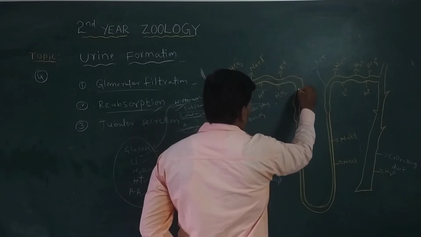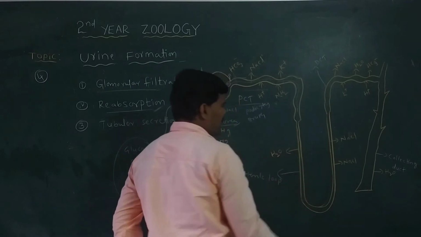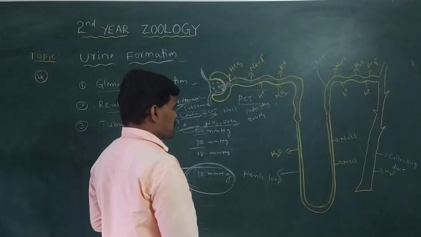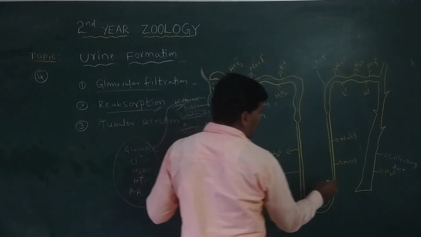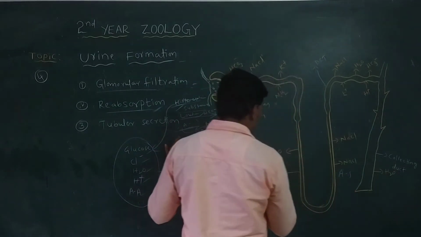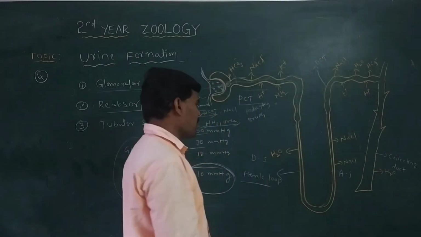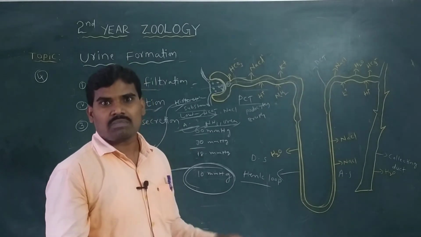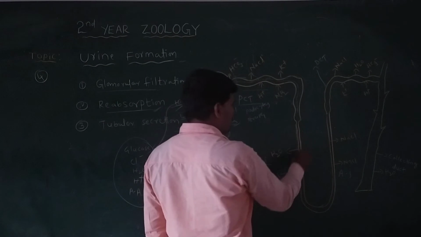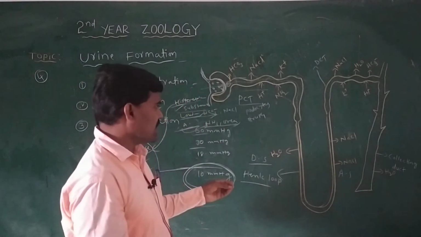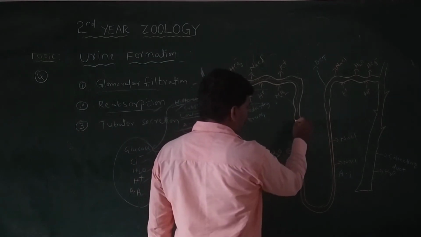Then after this, the fluid slowly enters the loop of Henle. In the loop of Henle you see the descending limb and the ascending limb. Together the descending and ascending limbs form the U shape of the loop of Henle. This is very useful for reabsorption.